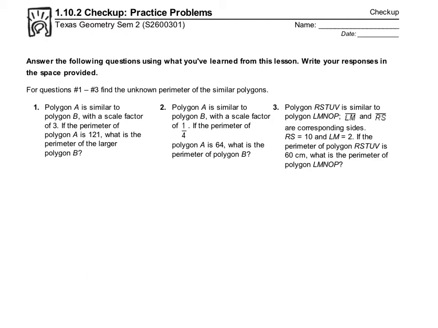So if my scale factor is 3, that means that B is 3 times bigger than A. And I know that A is 121. B is 3 times bigger than that, so I'm going to do 121 times 3, which is going to give me 363. Since it was just perimeter, I knew I could just straight up multiply. So the perimeter of my other one is going to be 363.